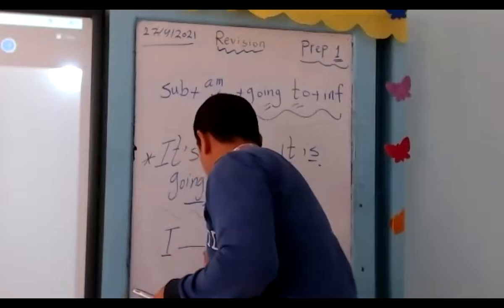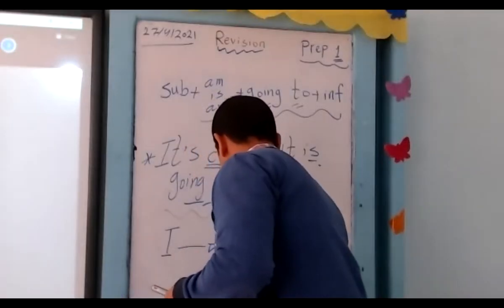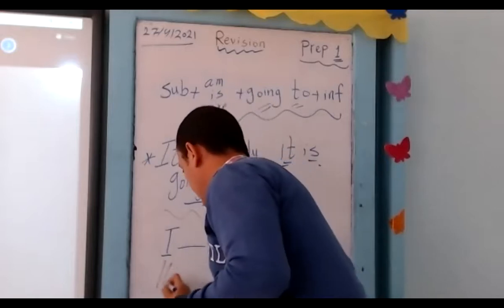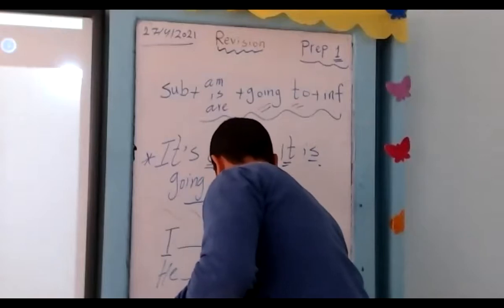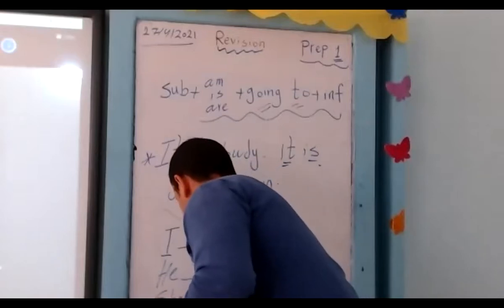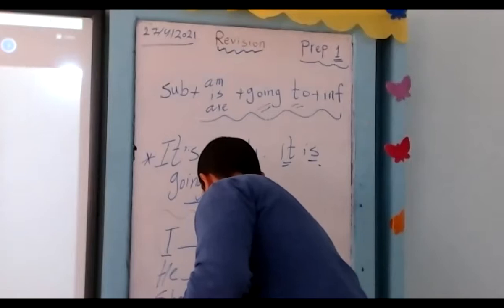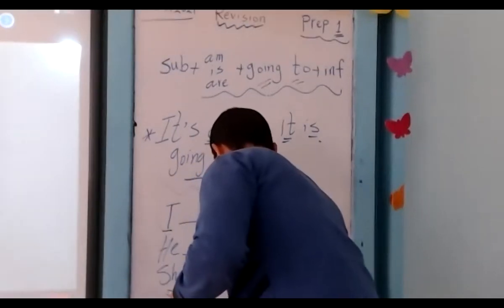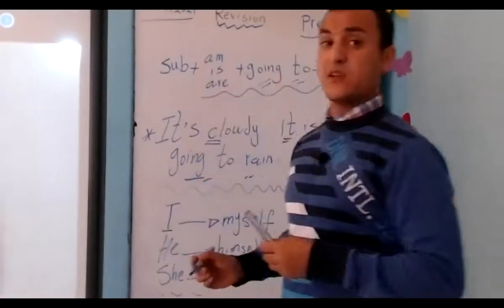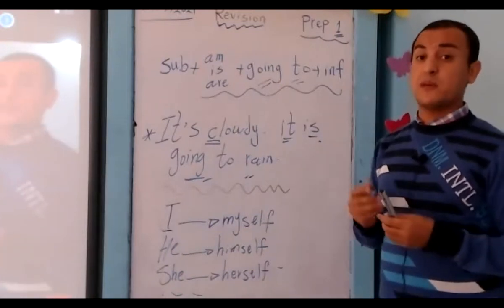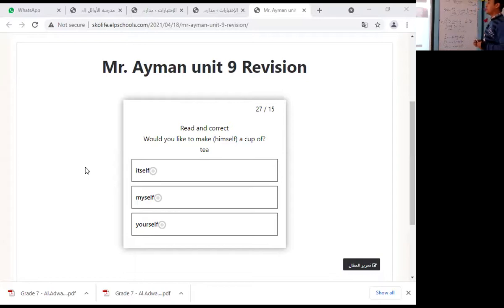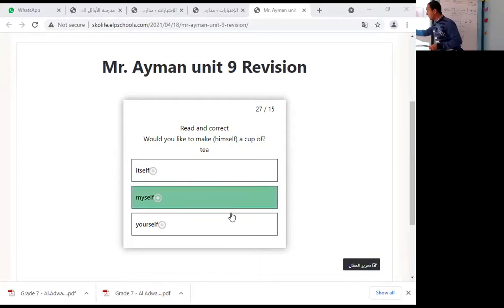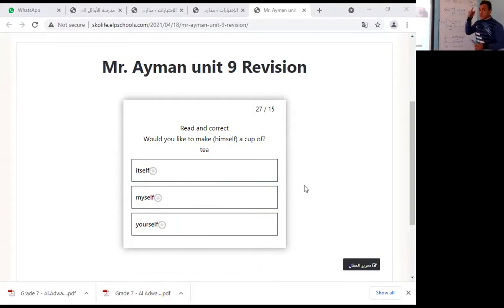I, myself, he, himself, she, herself, it, itself, they, themselves, we, ourselves, and so on, okay? These are reflexive pronouns, okay? Would you like to make himself? No. Itself, myself, yourself. Would you like to make yourself? Okay.